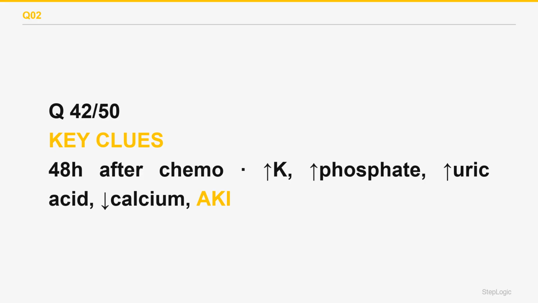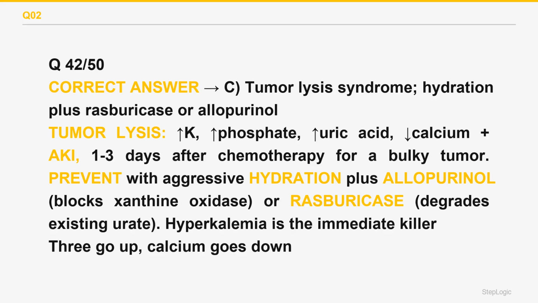This tetrad, high potassium, high phosphate, high uric acid, low calcium, is unique to tumor lysis syndrome and appears within 1 to 3 days of treating a bulky chemosensitive malignancy such as high-grade lymphoma or acute leukemia. The correct answer is C.